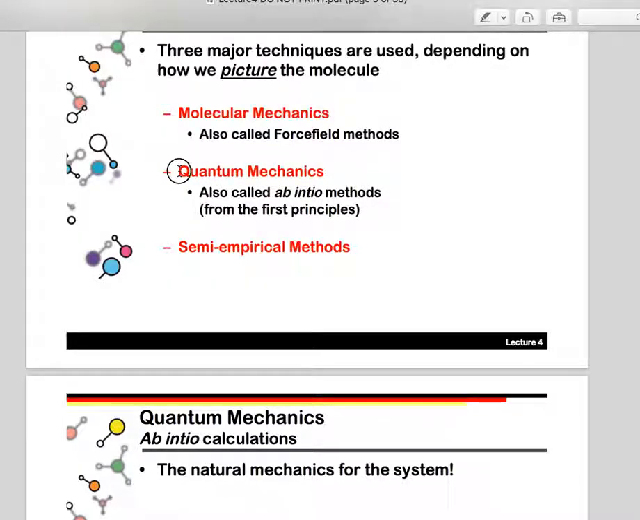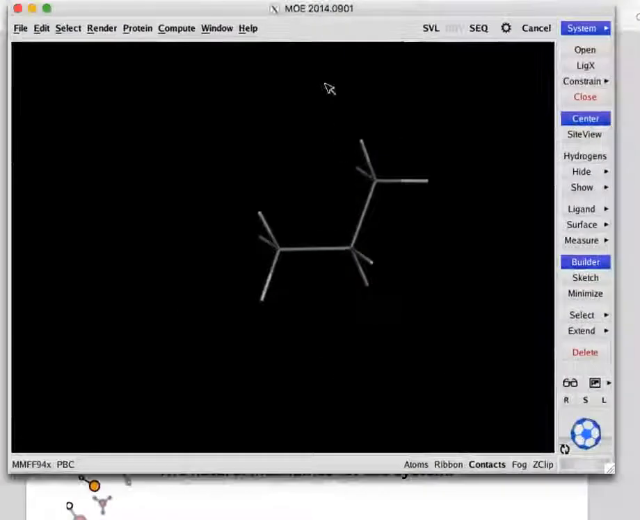And it does not involve any parameters or any approximations, or sorry, it has some approximations, but it does not involve any parameters from experiments. To use quantum mechanics, you don't need to provide the computer with any parameters. What do I mean by parameters? I mean equilibrium bond lengths and equilibrium bond angles for a certain atom type. For example, let's take a look here.